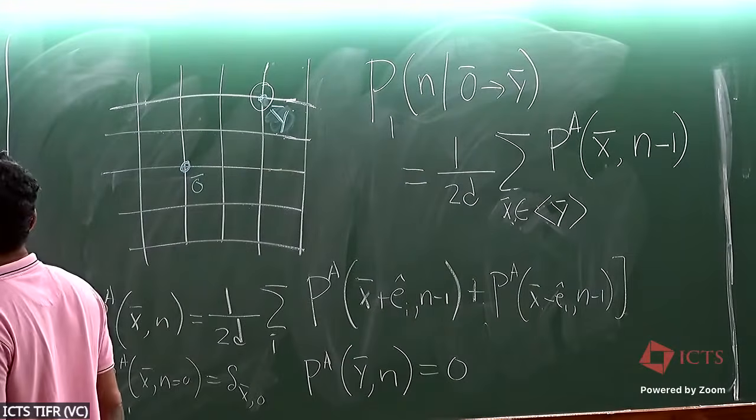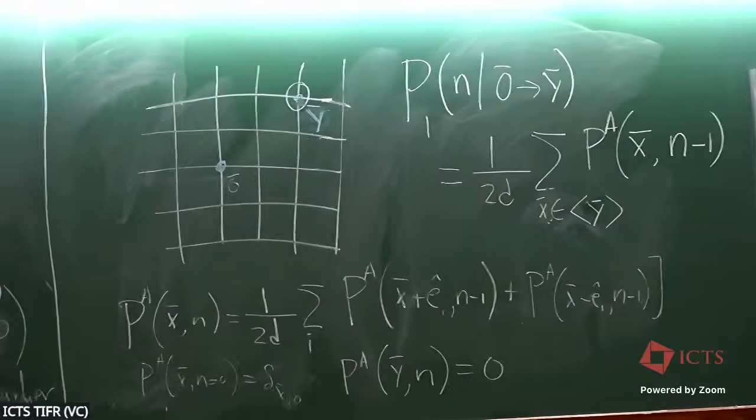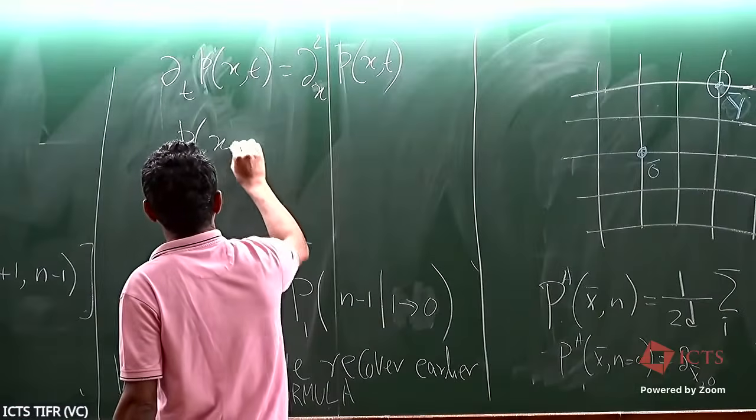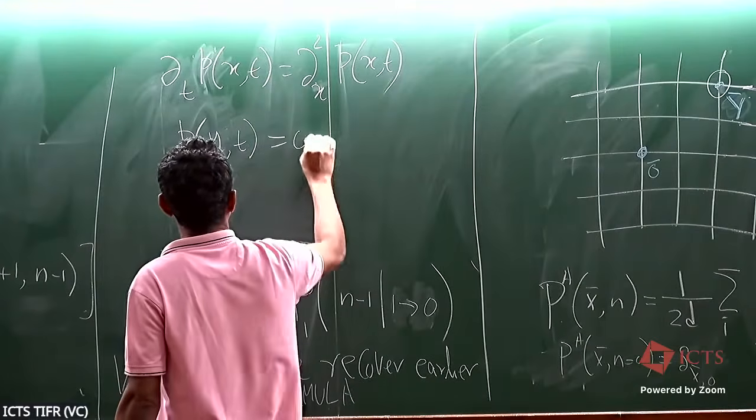Then you can do the same thing. What we have to do is solve the diffusion equation. So I'll call it V of X. We have to solve this equation with boundary conditions that P vanishes at some point. So let's say P at y at all times is equal to 0.